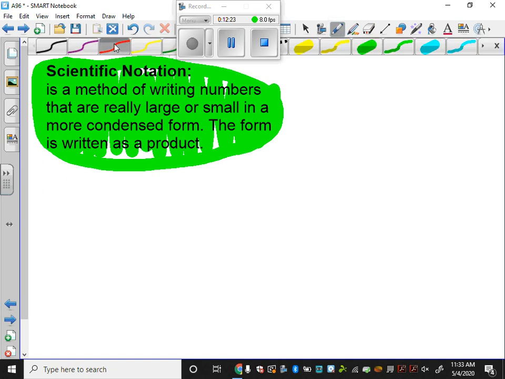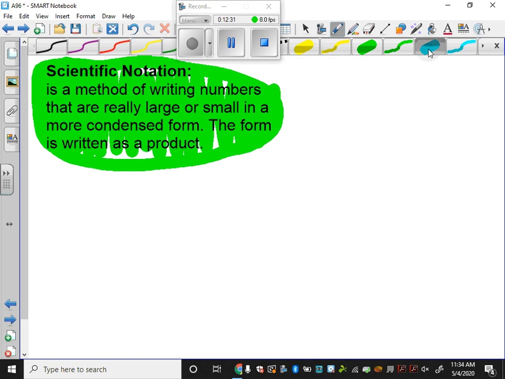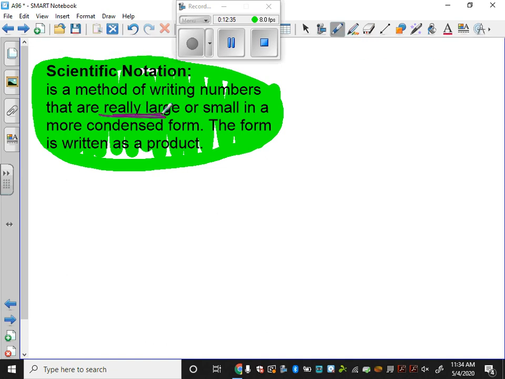So scientific notation is a method of writing numbers that are really large or small in a more condensed form. And the form is written as a product. I'm going to go into more detail here, but in math and in science, this is really useful.